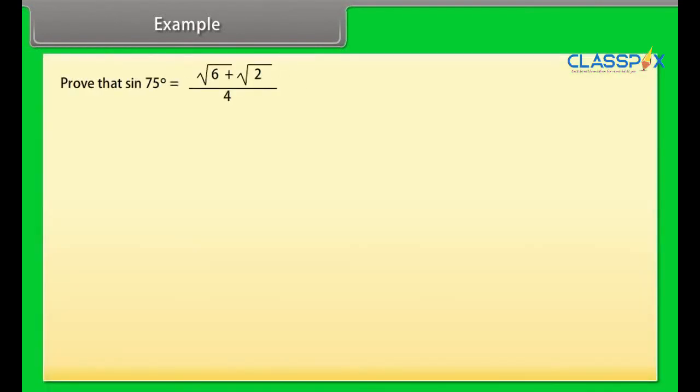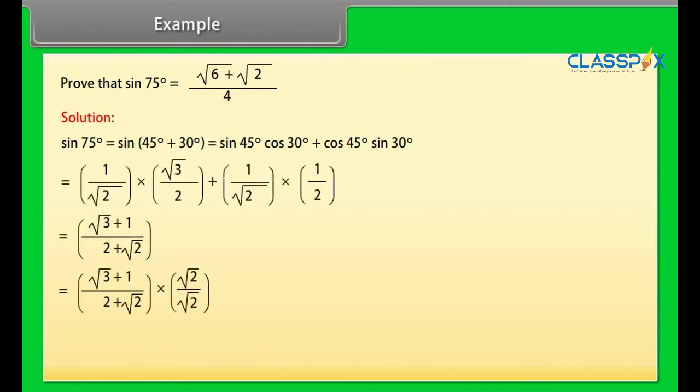Example. Prove that sine of 75 degrees is equal to (root 6 plus root 2) by 4. Solution. Sine of 75 degrees is equal to sine of 45 degrees plus 30 degrees. That is sine 45 degrees into cos 30 degrees plus cos 45 degrees into sine 30 degrees. By solving it, we get (root 6 plus root 2) by 4.